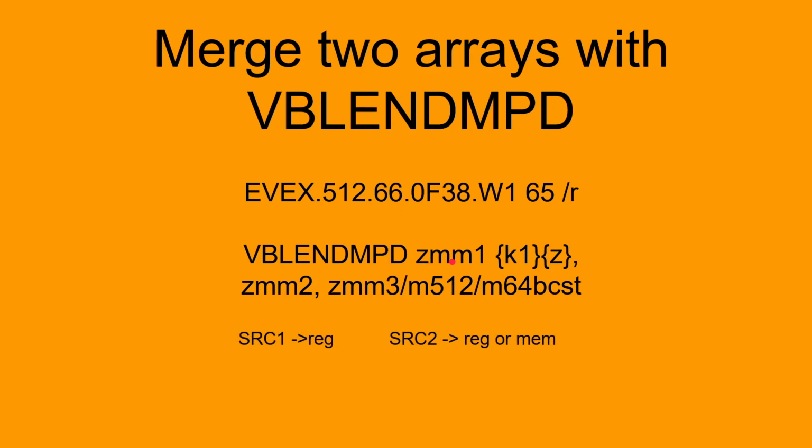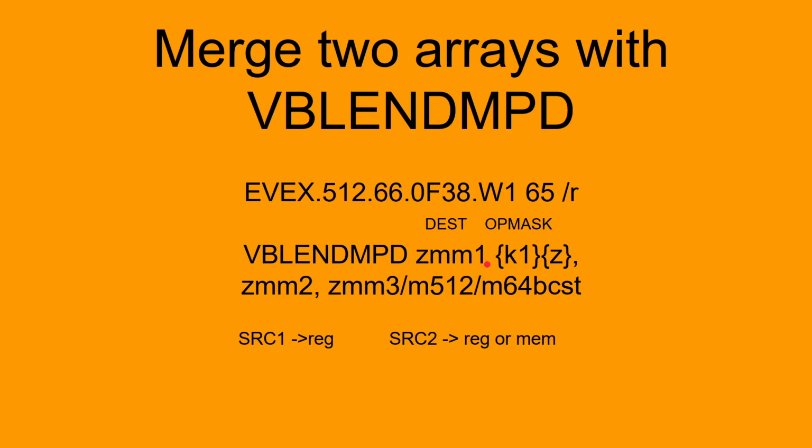As we can see from the instruction specification, the VBLEND instruction has two source operands. The first source operand, which is called source 1, has to be a ZMM register. The second source operand can either be a ZMM register or it can be a memory operand. Our two source arrays, which we want to be merged, are going to be supplied as the source operands for the VBLEND instruction. The destination has to be a ZMM register as well.